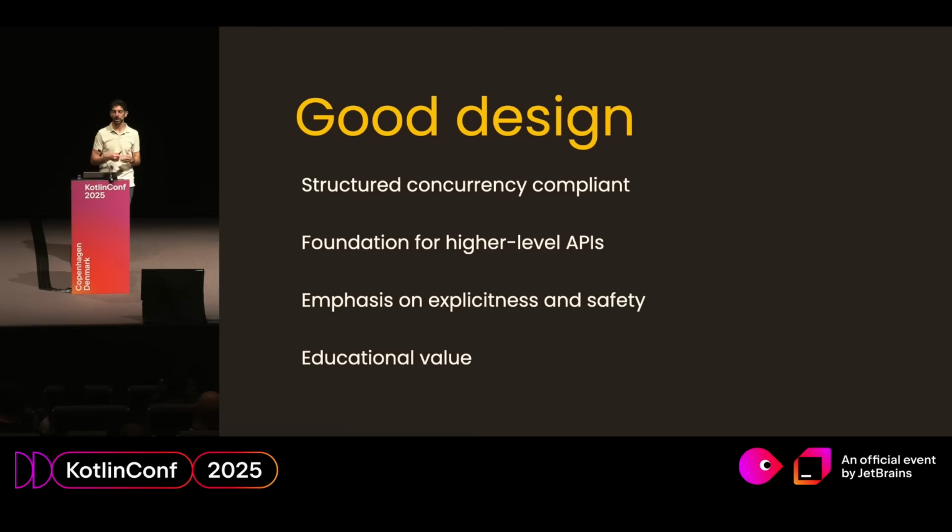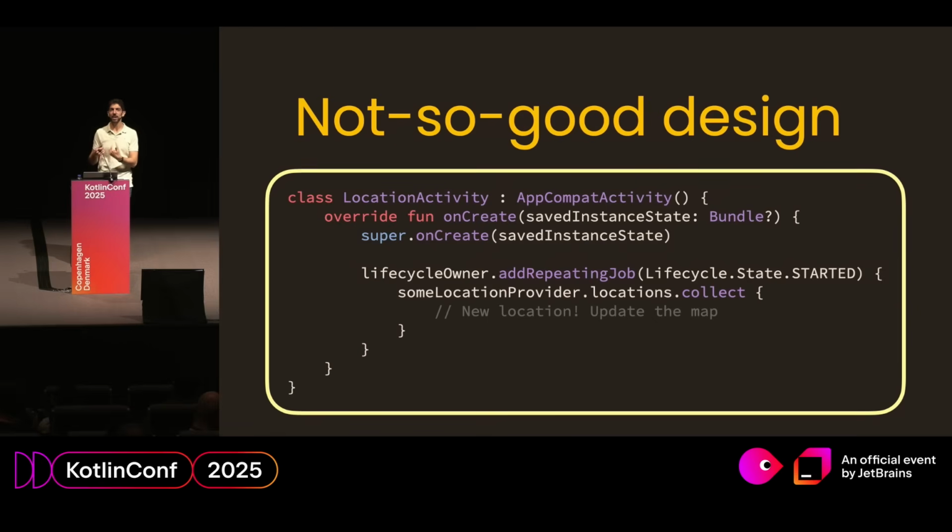But I'm going to show a counterexample of something that we actually did. The not so good design is this @repeatingJob API. And this actually shipped in the first alpha versions, along with the rest of the APIs that we saw: repeatOnLifecycle, flowWithLifecycle, and this not so good @repeatingJob that we ended up removing. Why is this not a great API?